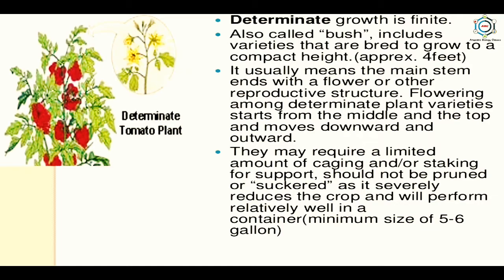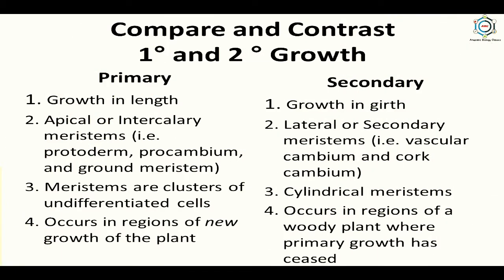So this is the difference in the determinate and indeterminate growth. Now compare and contrast between the primary and secondary growth. In case of primary growth, growth in length occurs, but in case of secondary, growth in girth occurs. In case of primary, apical or intercalary meristem, that is protoderm, procambium and ground meristem occur.